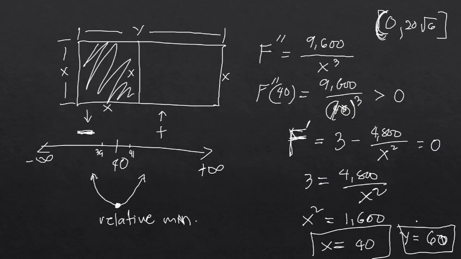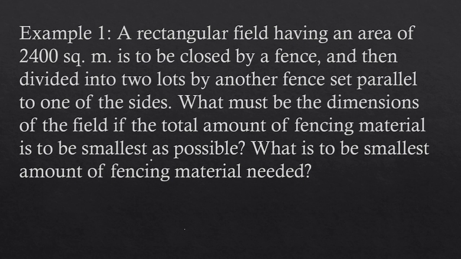So our answer would be: this x side should be 40, and the other side is 60. So 40 by 60 will give us the smallest possible fencing material.